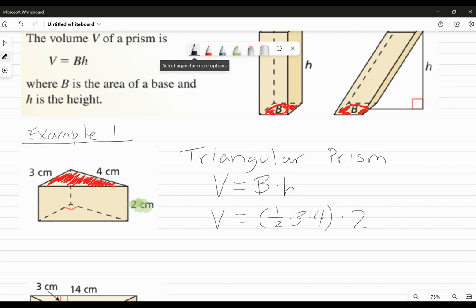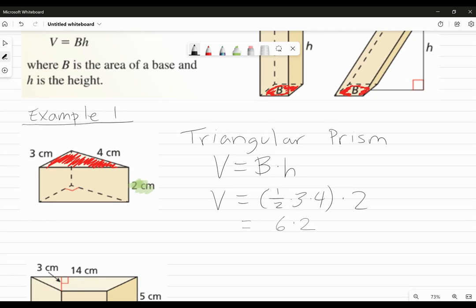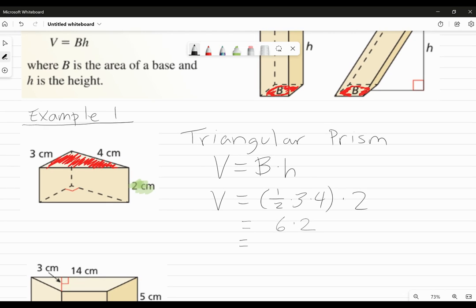So if you multiply that all out, 3 times 4 is 12, half of that is 6. So this becomes 6 times 2. And 6 times 2 is 12. Our units for volume is centimeters cubed. So now you're going to see cubed units when we're working with volume. I'll give you one more example. We're going to look at a trapezoidal prism.